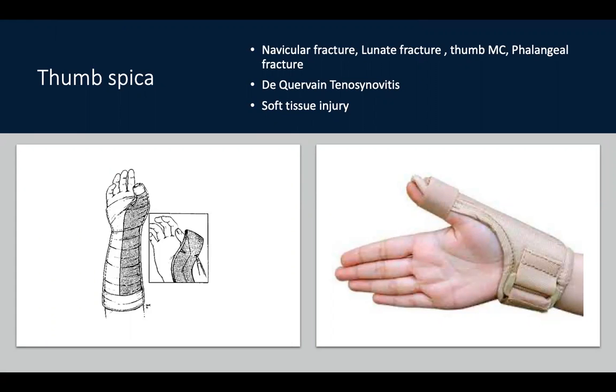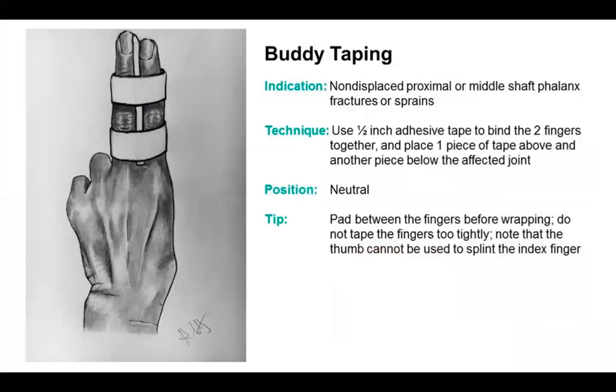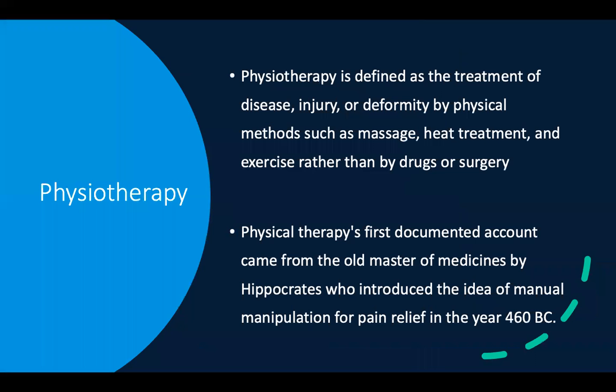Thumb spica is used when we are dealing with fractures of the thumb or navicular fracture or lunate fracture and inflammatory conditions like de Quervain's tenosynovitis, along with soft tissue injuries. Cock-up splint is used usually in wrist drop and injuries around soft tissue as well as bony injuries around the wrist joint. And buddy strapping, all of us know, is commonly used for undisplaced fractures of the phalanx along with dislocation of phalangeal joints.